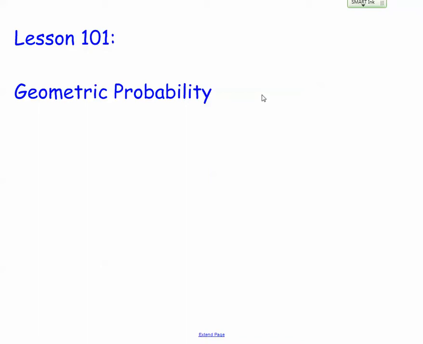In today's lesson, we're going to combine your two favorite things, geometry and probability. Come on, you know it's true. All right, here we go.